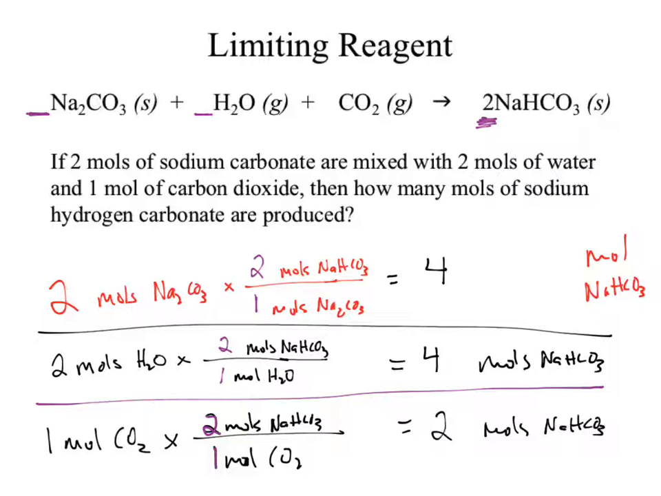Now the most sodium hydrogen carbonate I can make ends up being 2, because I have now run out of carbon dioxide and I cannot make any more. So the reaction stops there. The limiting reagent ends up being my CO2. Make sense? Limiting reactant as well. Sorry, limiting reagent, limiting reactant, same thing.